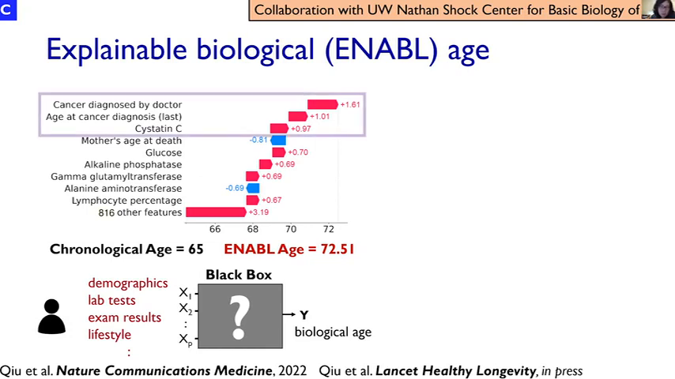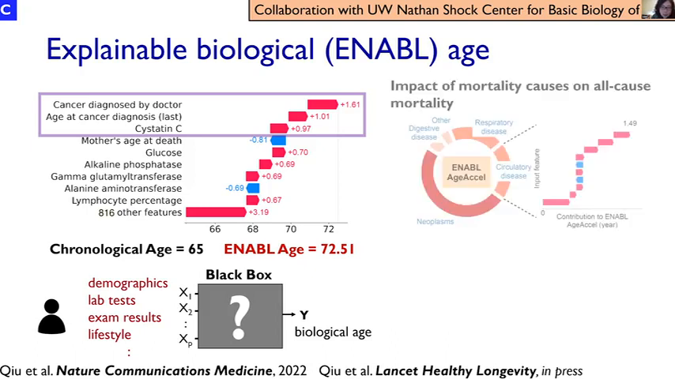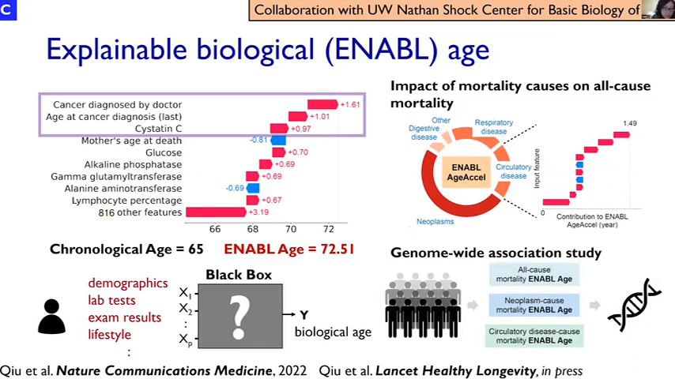For example, cancer diagnosis of course accelerates the biological age, and so does age at cancer diagnosis. These explanations can also be provided for various mortality causes. We also performed, in our paper that's currently in press at Lancet Healthy Longevity, a GWAS study to identify potential genetic factors for age acceleration, which means biological age minus chronological age.